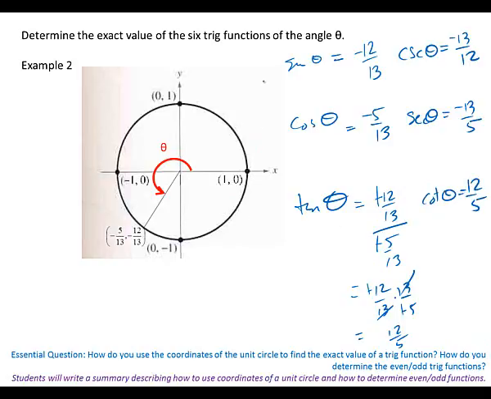I want you to observe this. Remember how we learned "All Students Take Calculus" yesterday? All of them are positive. So in this quadrant here, the tangent should be positive.